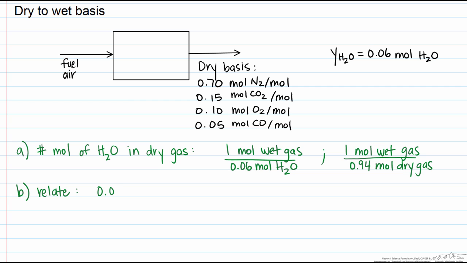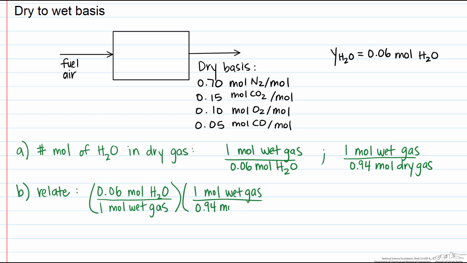So we have again this 0.06 moles of H2O, and here's the mole of wet gas. In every 1 mole of our wet gas, there's 0.94 moles of dry gas. If we cross out these, what we end up with is that there are 0.064 moles of H2O per every mole of dry gas.